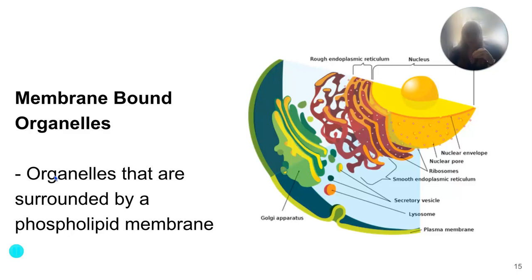Membrane-bound organelles are going to be enclosed in a membrane. That compartmentalization allows these cells to be more organized and more complex.